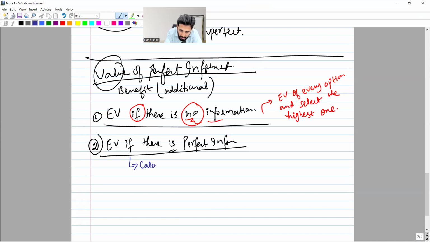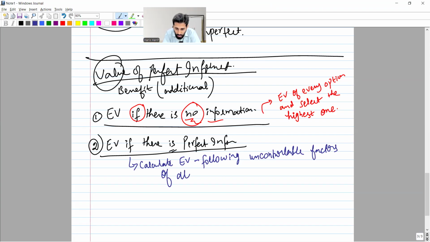So now you have to calculate EV, right? Calculate EV following the uncontrollable factors of all, and make the probabilities total 100% as well, right? Now let's move on.